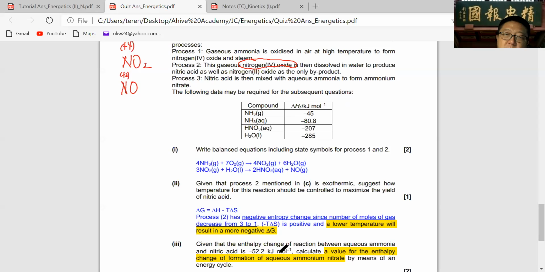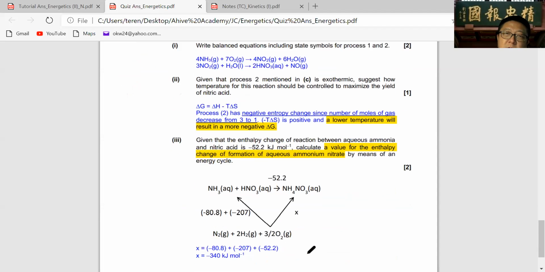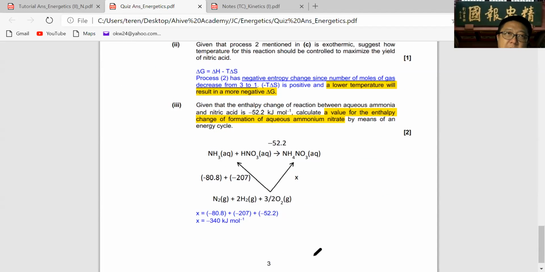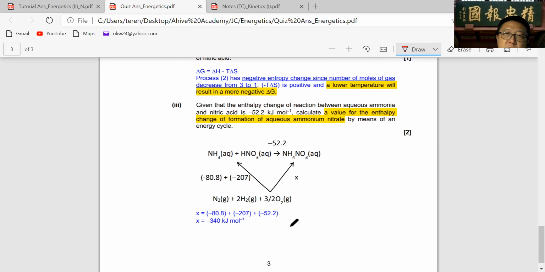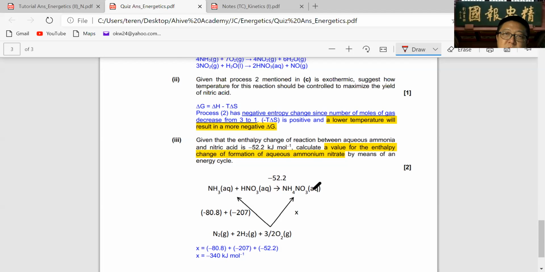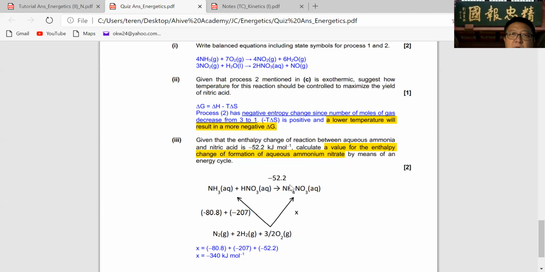Now next, question 3. Now they are given the enthalpy change. You can see now they switch to calculating the enthalpy by means of an energy cycle. Calculate a value for the enthalpy change of formation of aqueous ammonium nitrate. So let's try to construct. Negative 52.2 is given to us. This is the enthalpy change of solution of aqueous ammonium nitrate.